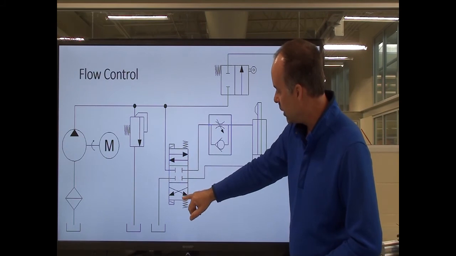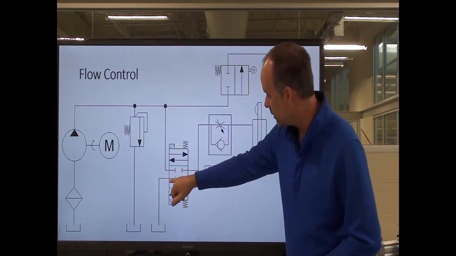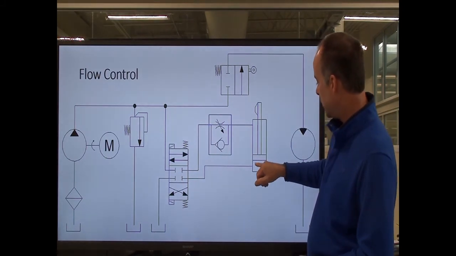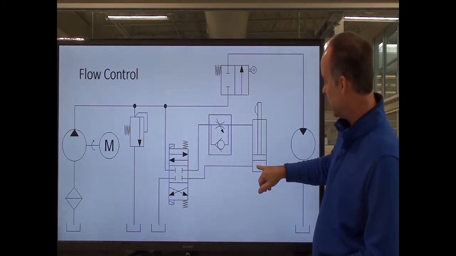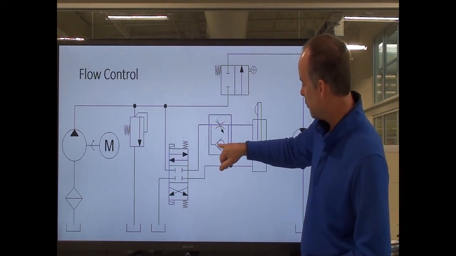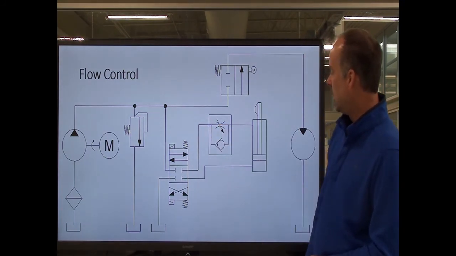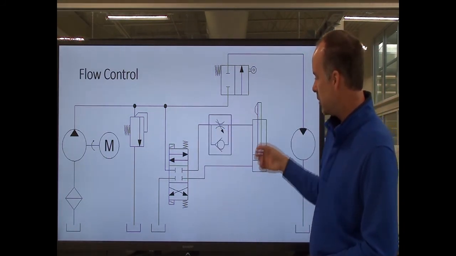I shift my valve the other way, so now I put pressure on my B port and allow my A port back to tank. So when I pressurize this end of my cylinder, filling fluid here, the fluid's leaving. It's checked this way, and fluid is coming all through my flow control, and so this would be a meter out arrangement.